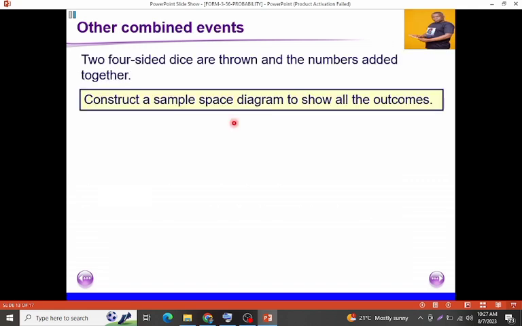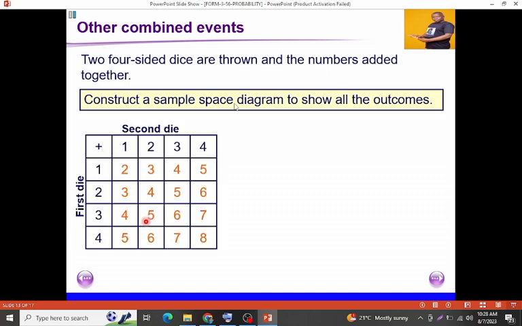Other combined events: 2 four-sided dice are thrown and the numbers added up together. So we have two dice that are four-sided. Maybe this is a cube or something, or cuboid. So it has four faces. So they are thrown and the numbers are added together. The sample space is going to look like this. So we have 1, 2, 3, 4. You add these numbers up.